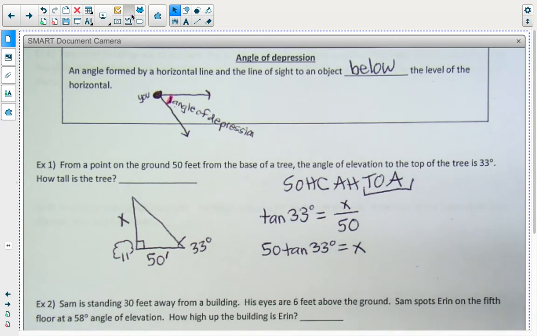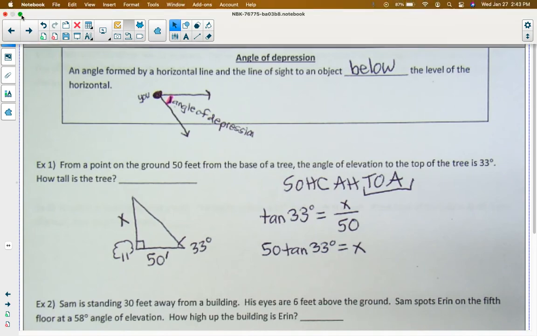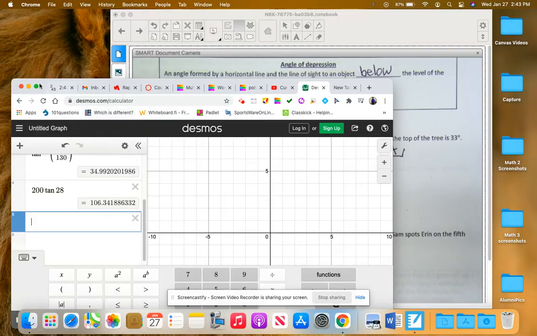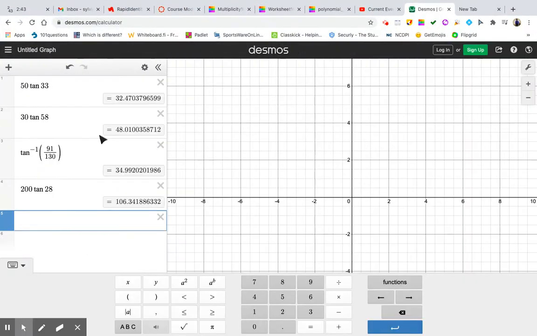Now we're going to go to Desmos and type this in. I feel like I've already typed it in, so let me pull up Desmos and see what we have here. Okay, it's this first one here. We're going to type in 50 tangent of 33. We're on problem number 1. I know there's some other stuff in here that's coming up later, but we're on problem number 1. So 50 tangent of 33. I typed that in Desmos.